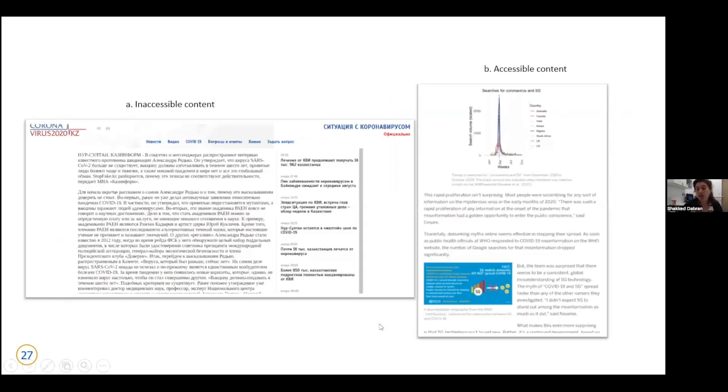Here is a short example of inaccessible content and accessible content. We will not go into details about the jargon, but we can see here that in B we find graphs and pictures, and in A we see a lot of text, which makes it, even if it was easy to read, harder to read without elements that help us clarify the information.